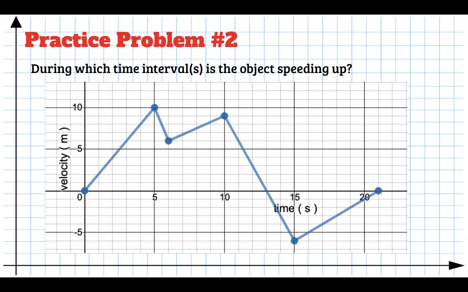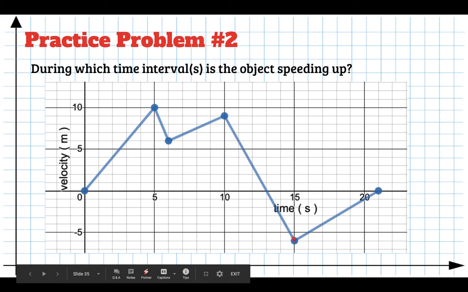When is the object speeding up? So an object is speeding up if its velocity is positive and getting larger. So it's speeding up from here to here. Okay. During this section, it's slowing down. Here, it's speeding up again. Here, it's slowing down. But something interesting happens right in this section right here. The velocity goes from 0 to -1 to -2 to -3 to -4 to -5 to -6. It is speeding up in the opposite direction right here from 13 to 15 seconds.